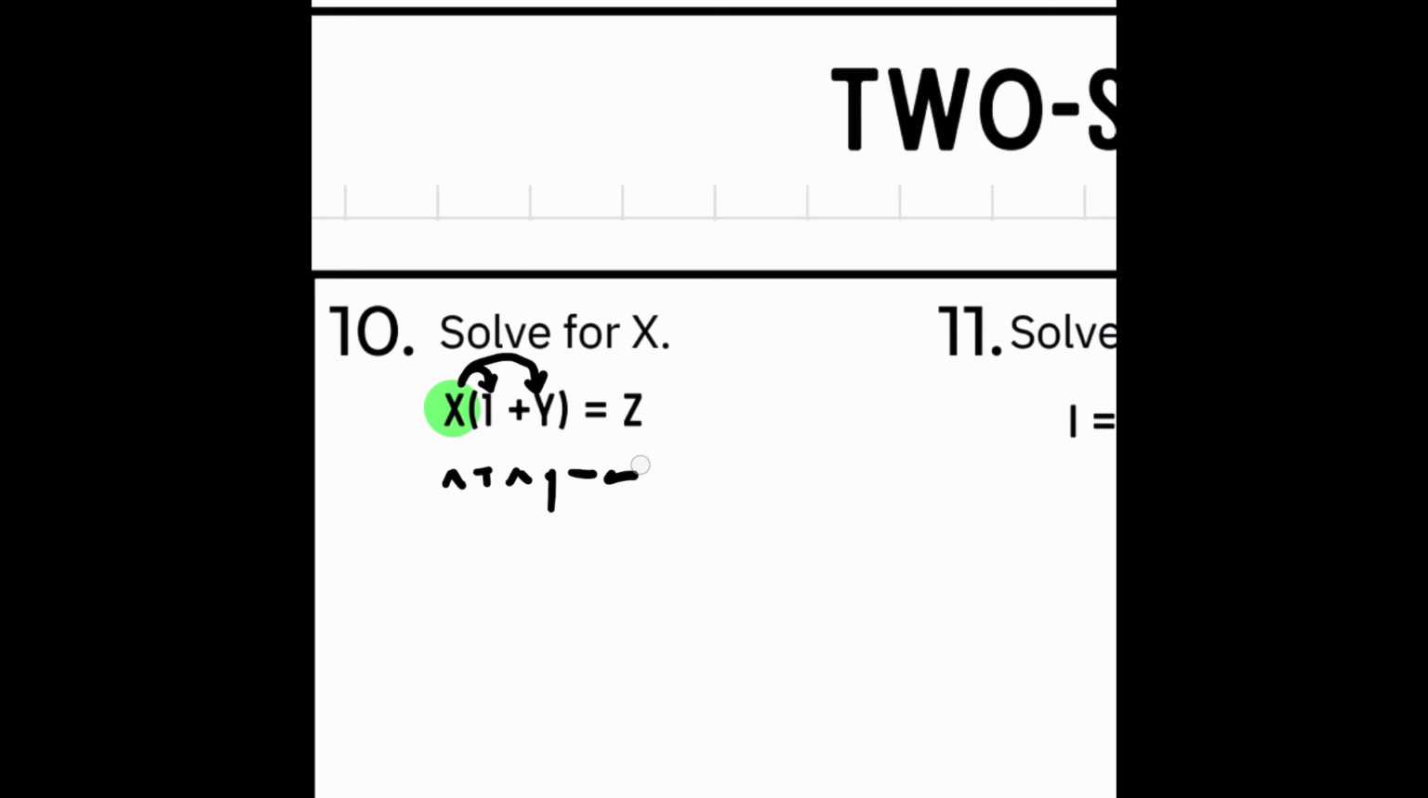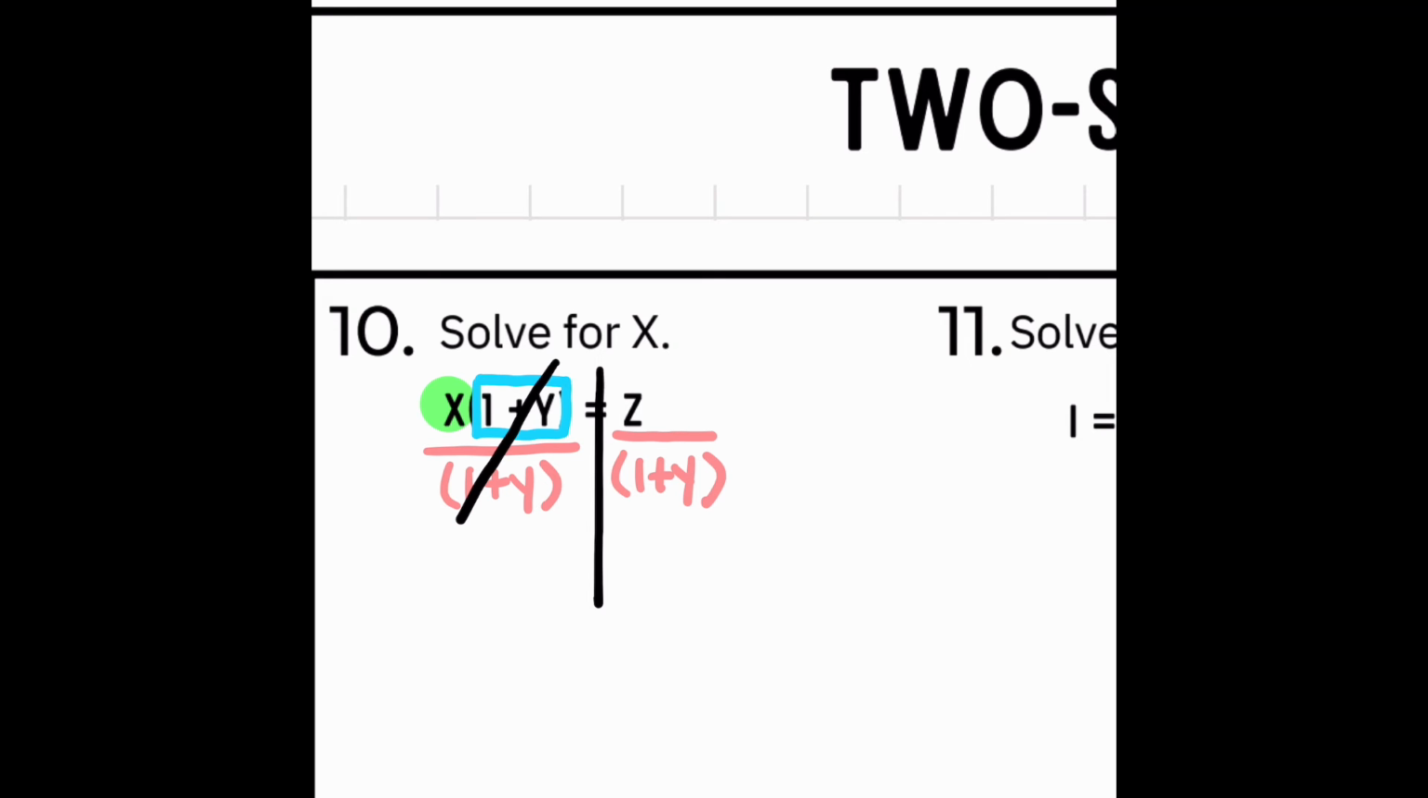So instead of multiplying that out, we can actually go ahead and inverse based off the fact that x is being multiplied by the entire parentheses. Since x is being multiplied by this entire parentheses, I can actually inverse the entire parentheses. If it's x times the parentheses, I can go ahead and divide by the entire parentheses, just like I would any other multiplication problem. That gets rid of the whole parentheses, and I'm now left with x equals z over 1 plus y.